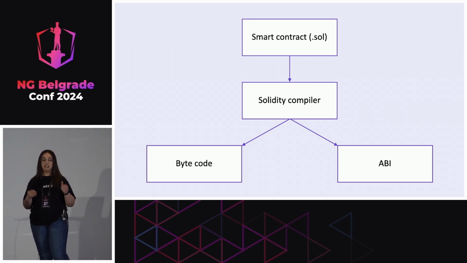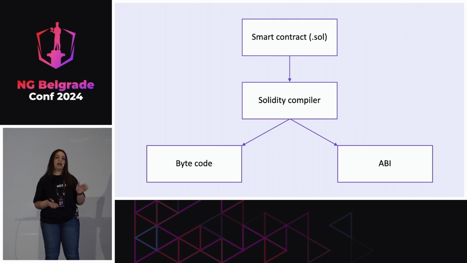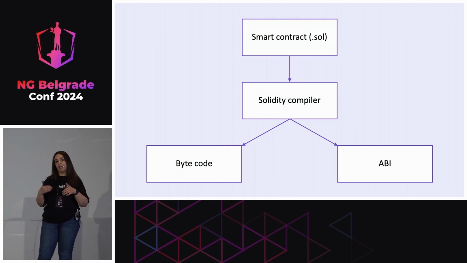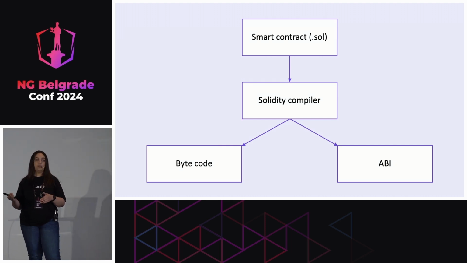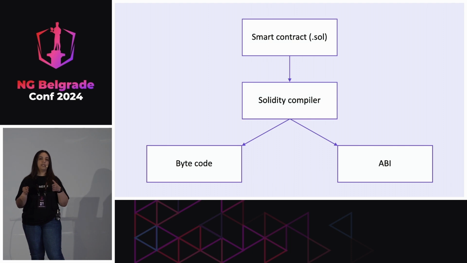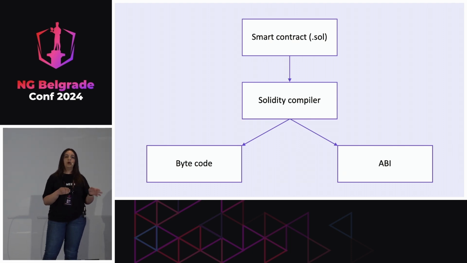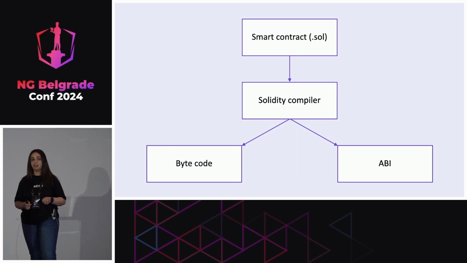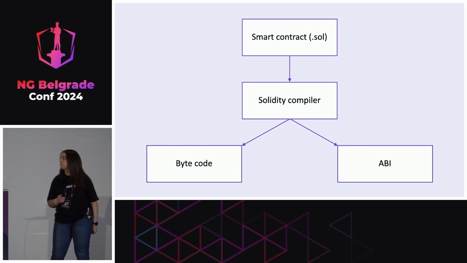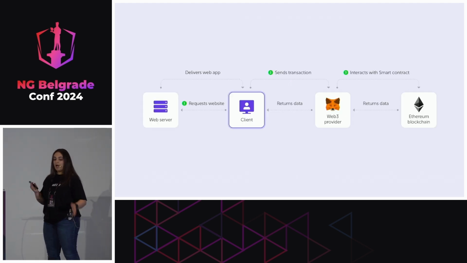So for front-end, it's really important, because we have a list of all the functions that we can use in our application, with all the types of inputs that we need and all the returns that we get from these functions.